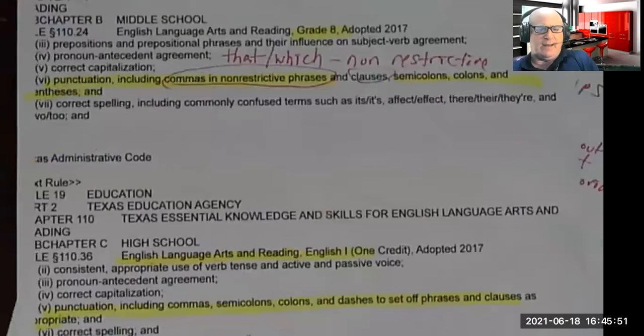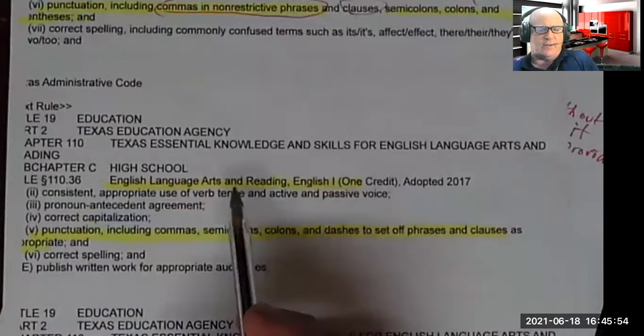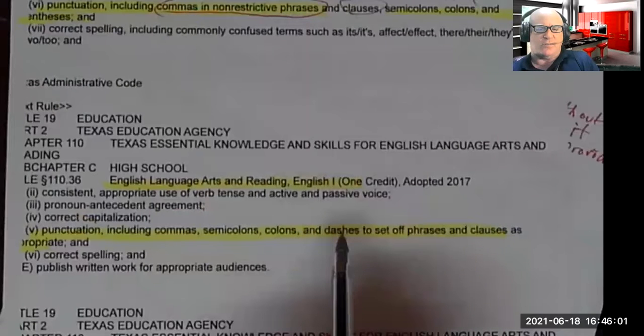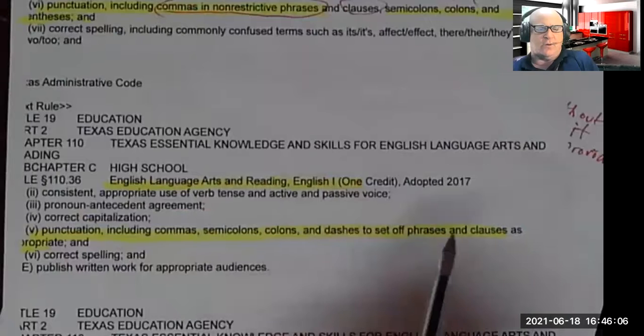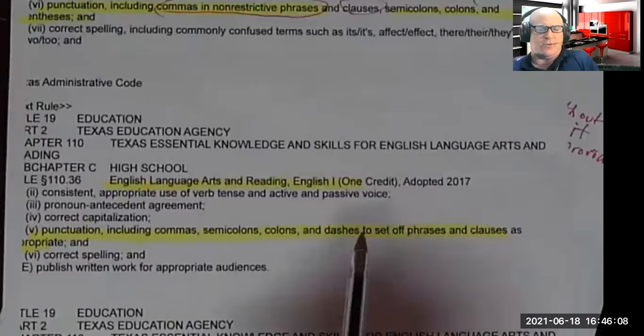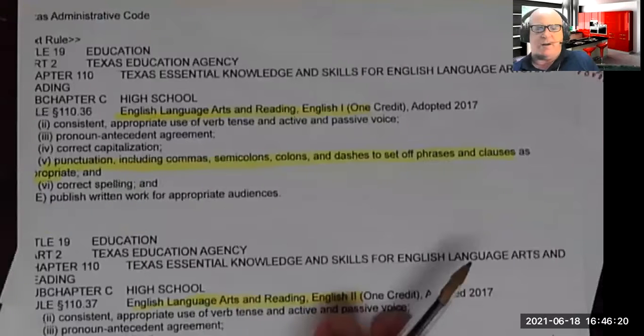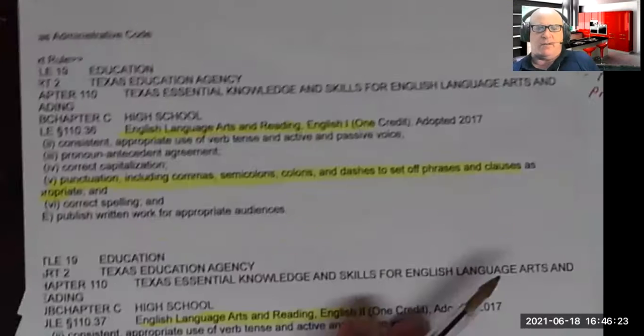In grade 9, English 1, it says commas, semicolons, colons, and dashes. Your kids are going to have to know how to use a dash to set off phrases and clauses as appropriate. And so make sure that whenever you see that in reading, you do teachable moments of instruction and tell your kids you need to learn how to do that in writing as well, because in ninth grade and higher, they can and possibly will be tested on it.